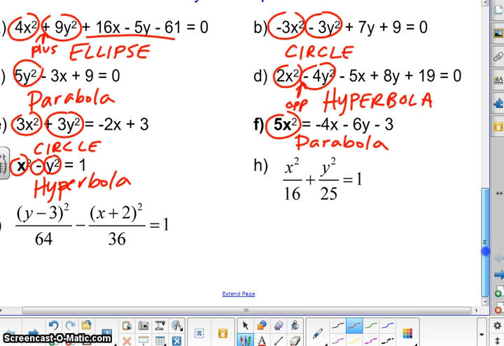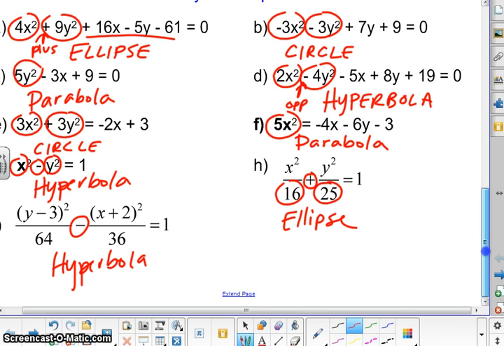And this one, we have different denominators with a plus sign, so that's an ellipse. And then this last one, we have an opposite sign, so that's going to be a hyperbola. All right, so hopefully you'll be able to identify conics now after looking at all of that.